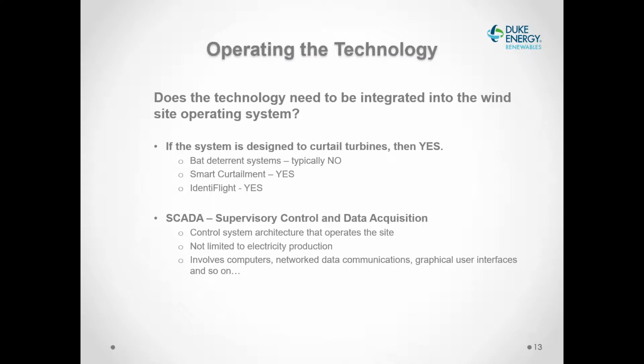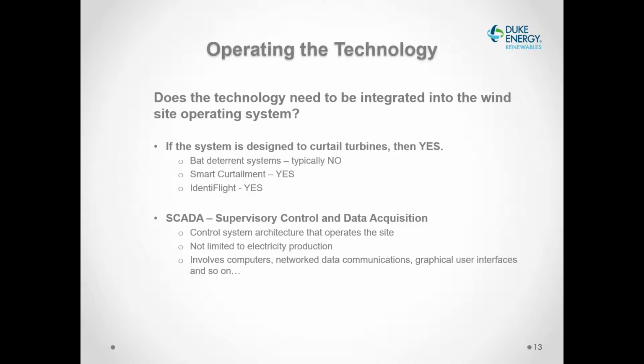Does the technology need to be integrated into the wind site operating system? So if you're going to curtail turbines, that's a yes. Bat deterrent systems typically don't curtail turbines. So no, we didn't have to integrate, but there are some issues with communication. We still need to check the health of that bat deterrent system. For smart curtailment, yeah, you have to be, because you have to tell the turbine to curtail. Identify, yes, that's what it's all about. See the bird, shut your turbine down. So there's a big connection issue there.